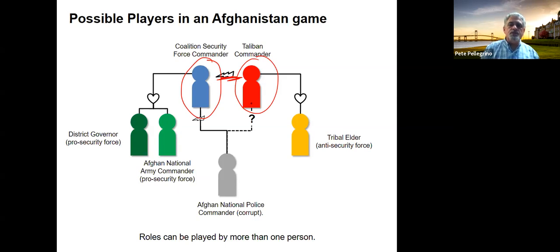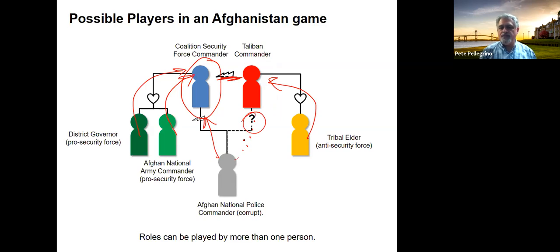Now, on the blue side, the district governors were pro security force and the Afghan National Army pro security force. So they're aligned, helping on this side. However, the tribal elders disliked the security force and were more likely to be aligned with the Taliban. The Afghan National Police were corrupt. So it was pretty well understood that they didn't much care for these guys. But at the same time, exactly were they actually helping on the Taliban side? Don't know. So that was your third party wild card, the Afghan National Police.